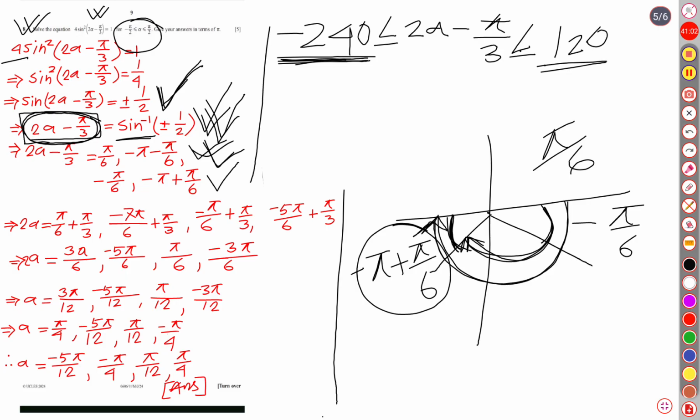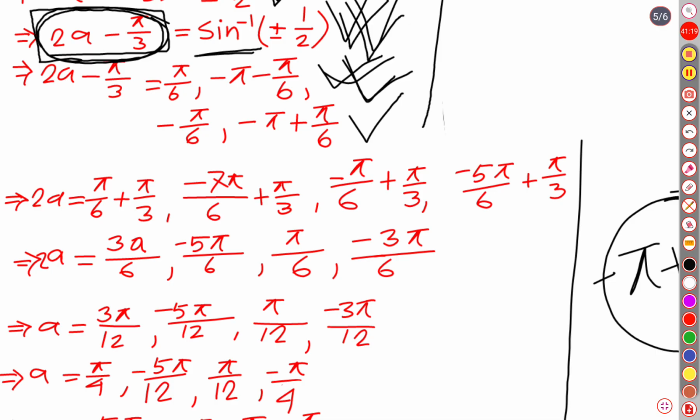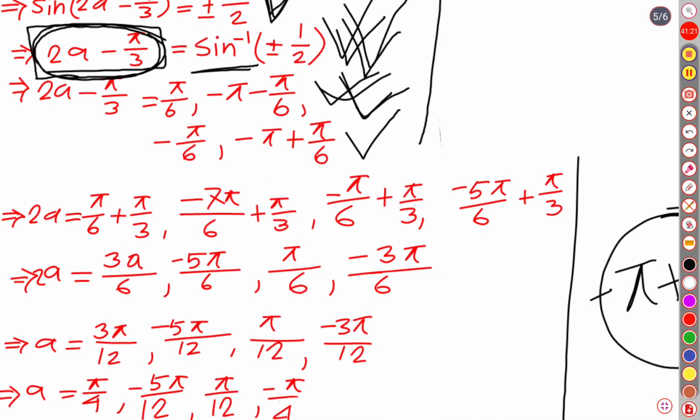So that's all the four values. There is not a single value more which fits in the given redefined domain. So that's all the values. Now we will just simplify and solve this. So twice a on the left side, and on the right side we are going to transpose this negative pi over 3. So we have written pi over 6 plus pi over 3. This is one of the values we have got.